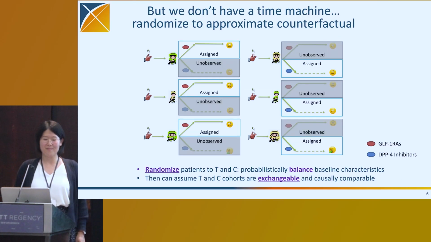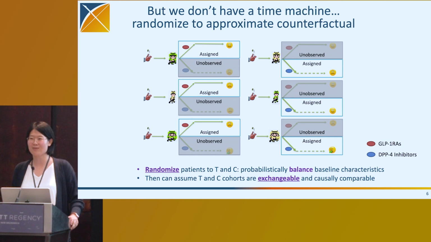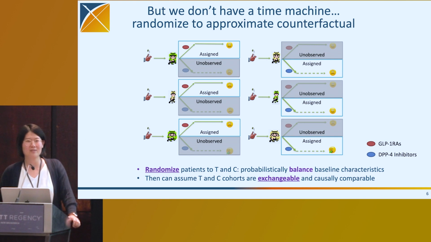But there comes a but. We don't have that time machine or that magic. So what do we do in this world? If a pharmaceutical company develops a new drug, what do they do? They don't have a time machine, but they produce some causal estimates. And that is through randomized controlled trials.